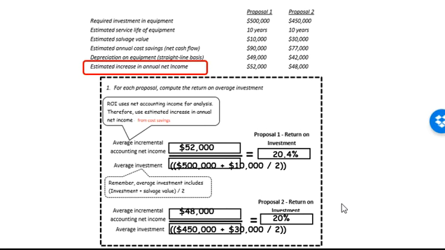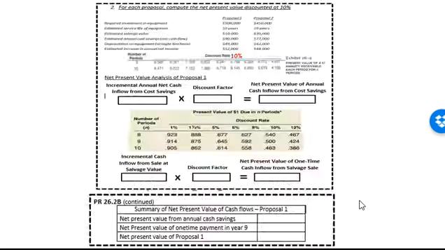Okay, now let's try the same data, but now we're going to use this regarding present value analysis, and exactly the same data at the top. So it says up here, for each proposal, compute the net present value, and we're going to use the rate of return, or the discount rate, of 10%.